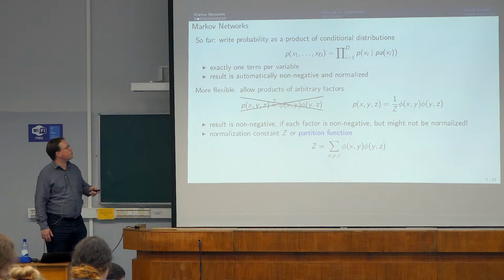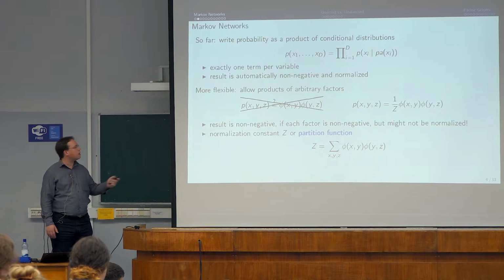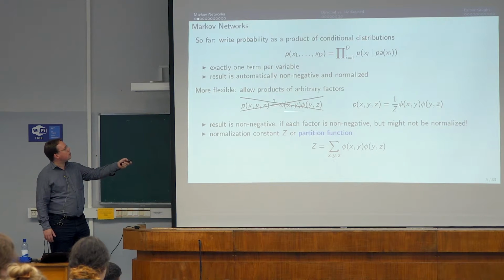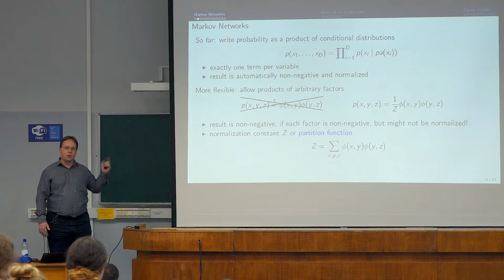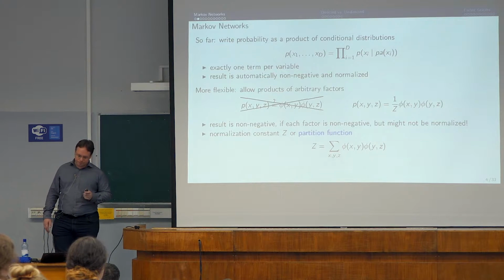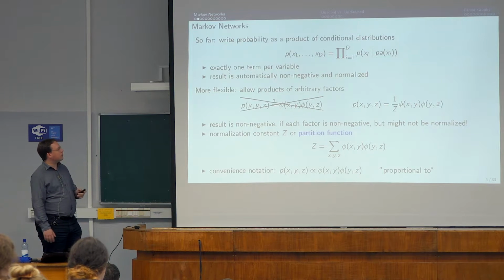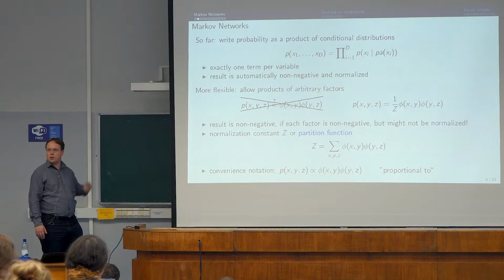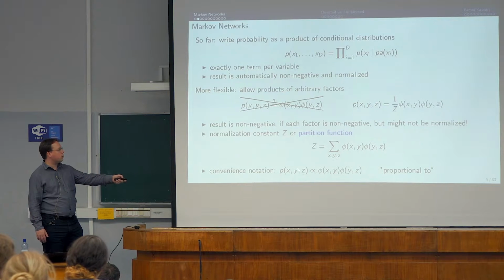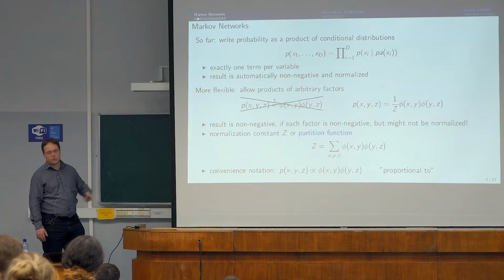This normalizing constant is surprisingly important. It's annoying, but it occurs whenever we use this kind of representation instead of the other representation. That's why it got its own name. It's called a partition function, which comes originally from physics, where these things also occur. For convenience, if we just want to specify these factors but don't want to write the 1 over Z all the time, we just write the proportional symbol, and then it's automatic that there is a normalizing constant, which can be computed by summing this function over all values.